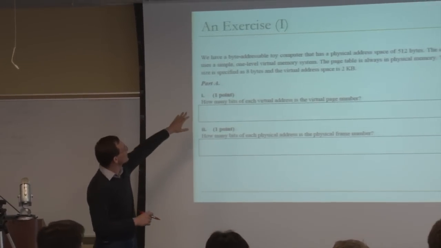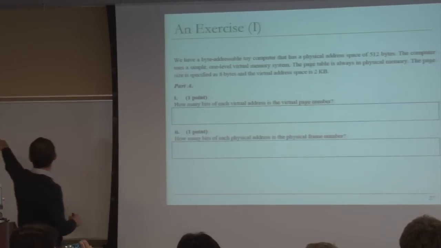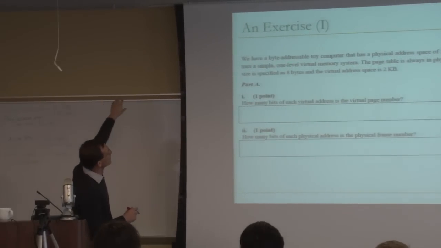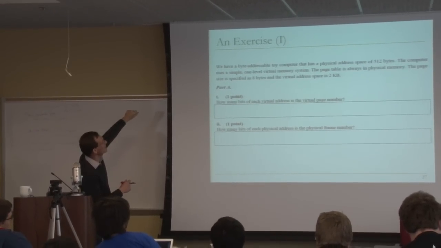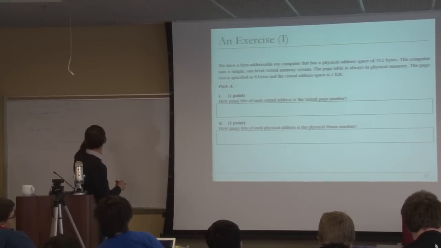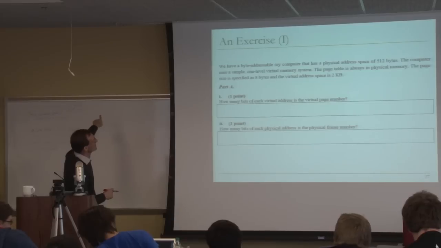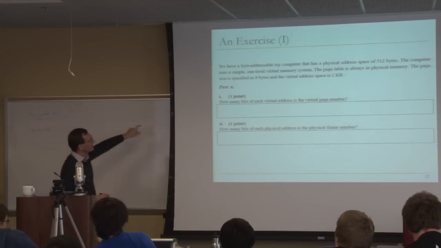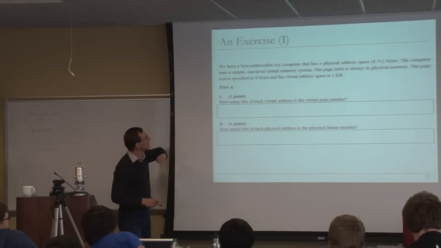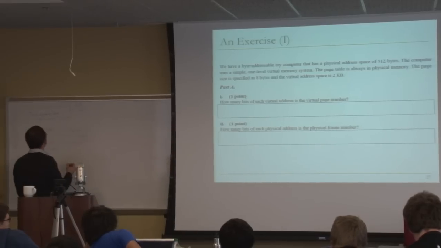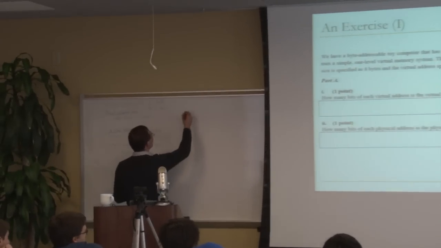So we have a byte-addressable toy computer that has a physical address space of 512 bytes. The computer uses a simple one-level virtual memory system. The page table is always in physical memory. The page size is specified as 8 bytes. And the virtual address space is 2 kilobytes. One question is, how many bits of each virtual address is the virtual page number? That should be easy, right? You can tell me what that is.